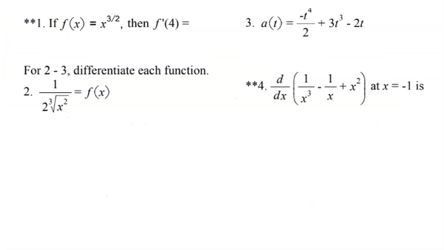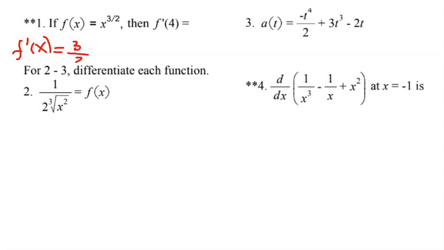In question 1, we have f of x equals x to the power of 3 halves, which is a rational exponent, and we're going to find the derivative of this function and evaluate it at x equals 4. Let's do it. F prime of x is going to be equal to whatever you have in the degree, you put it down and put it out front of x.